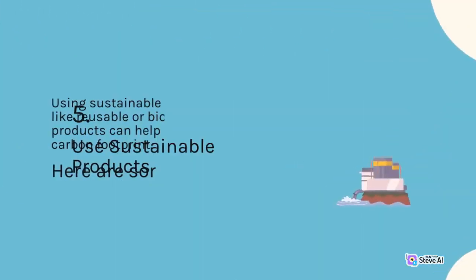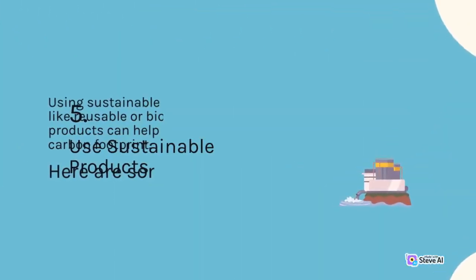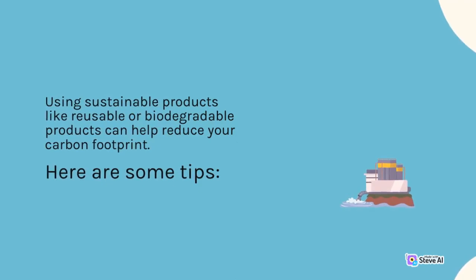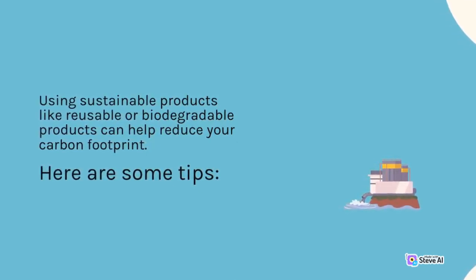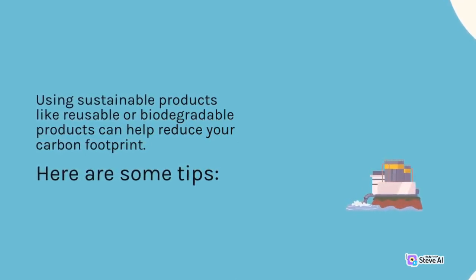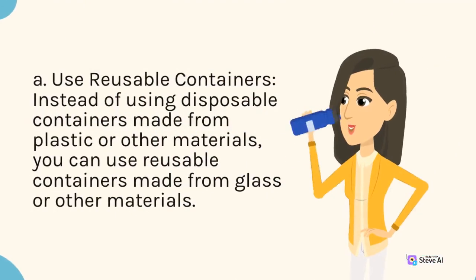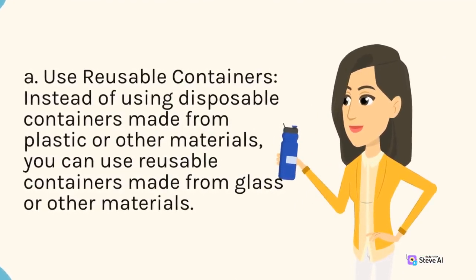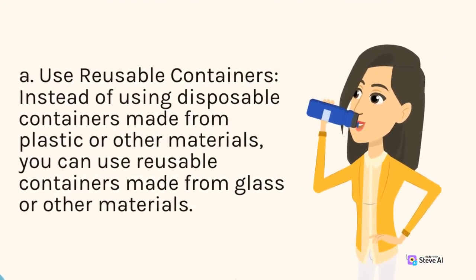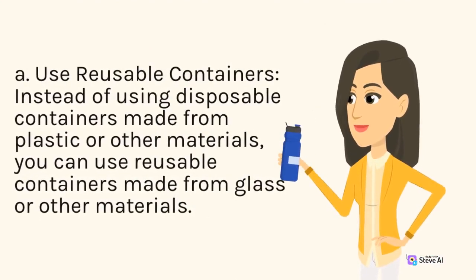5. Use sustainable products. Using sustainable products like reusable or biodegradable products can help reduce your carbon footprint. Here are some tips. A. Use reusable containers. Instead of using disposable containers made from plastic or other materials, you can use reusable containers made from glass or other materials.